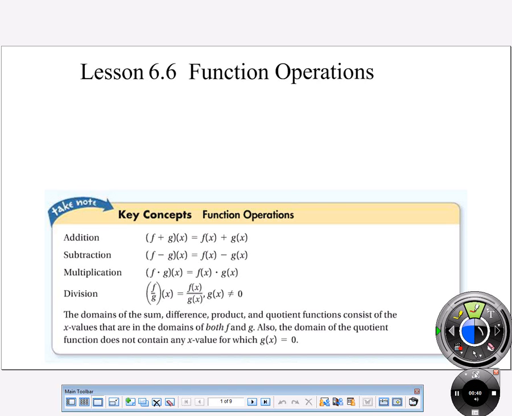Again, this is straight out of your book, and all it does is show you that there's some different notation. f of x plus g of x is the same thing as writing it like this, f plus g, and then putting the x afterwards. Same for subtraction, multiplication, and division. Those just mean you add, subtract, multiply, or divide.